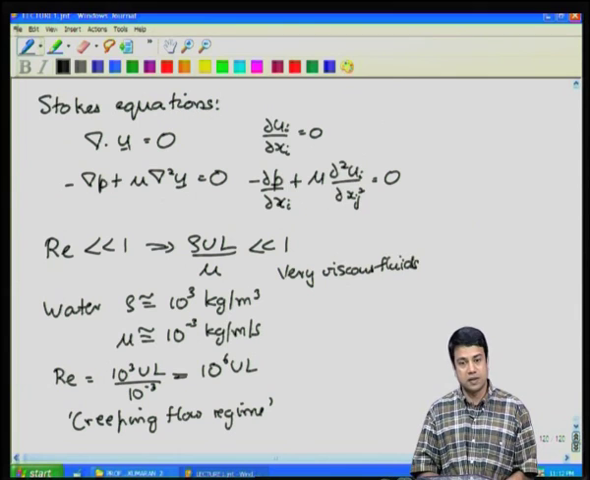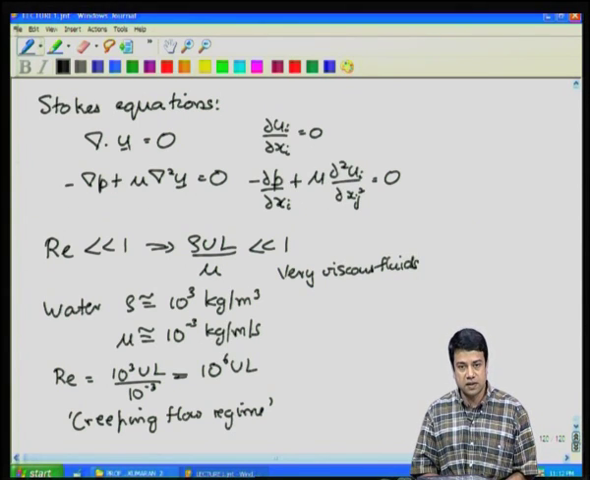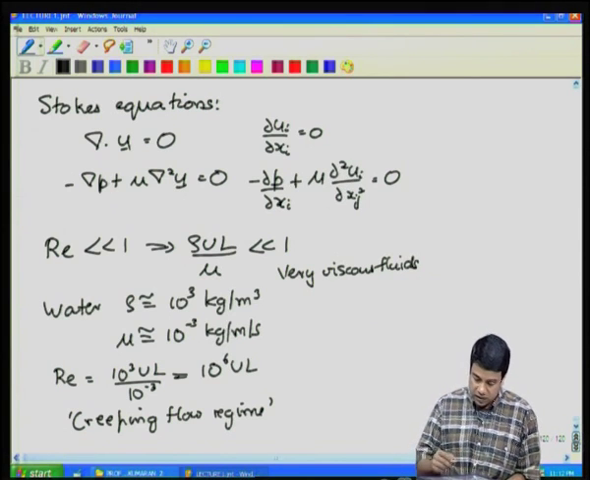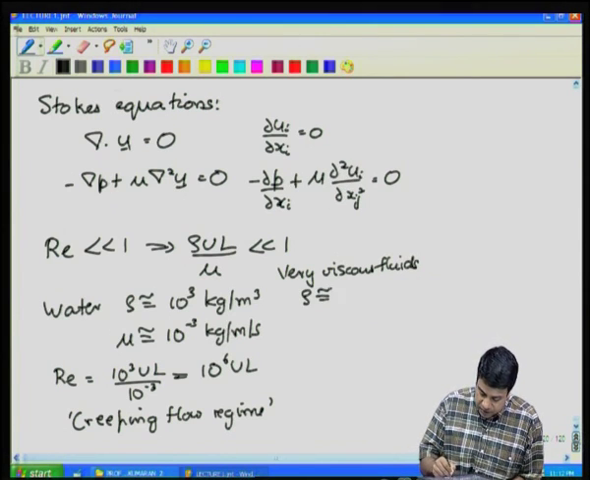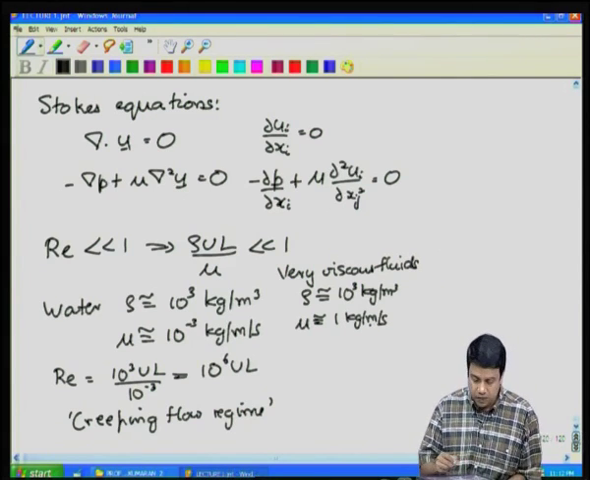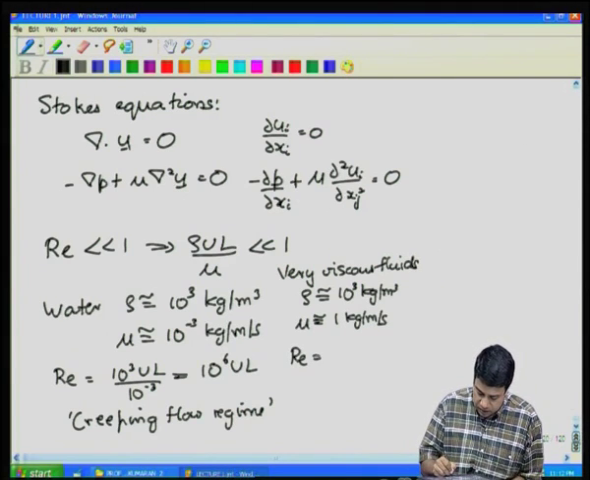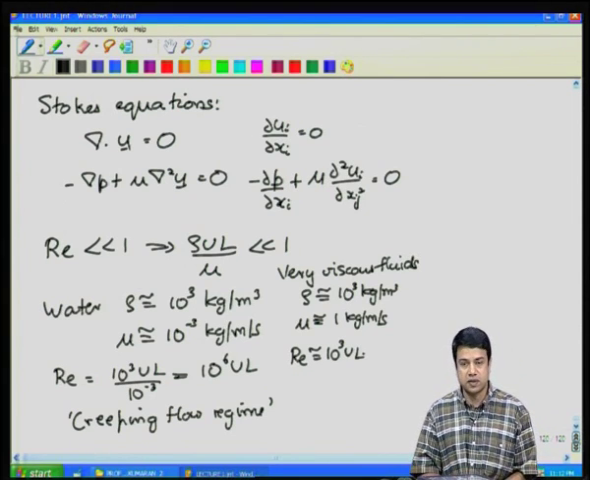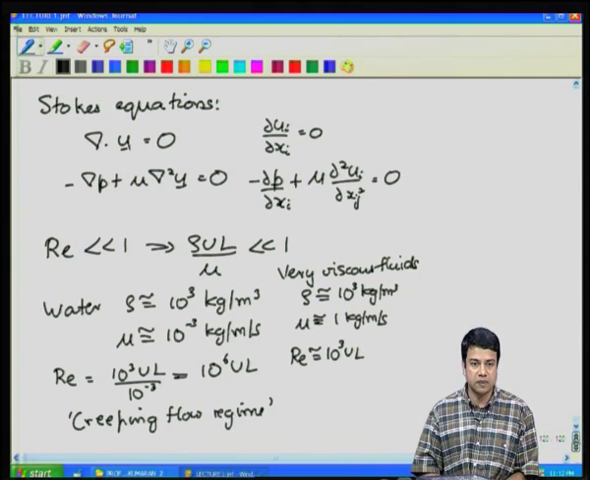For example, glycerin, silicone oil, they have a viscosity that is about 1,000 times that of water or higher. In that case, though the density is still of the order of 10 power 3 kg per meter cubed, the viscosity is actually of the order of 1 kg per meter per second, and therefore, the Reynolds number becomes about 10 power 3 U L, where U and L are once again in meters per second and in meters. So, in that case as well, the Reynolds number can be small.